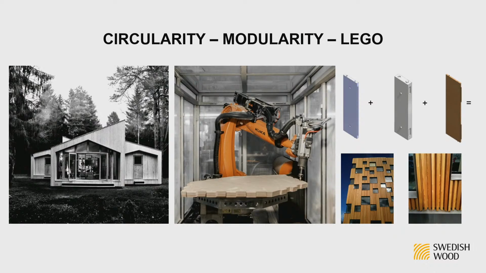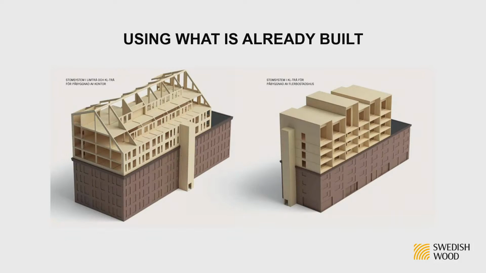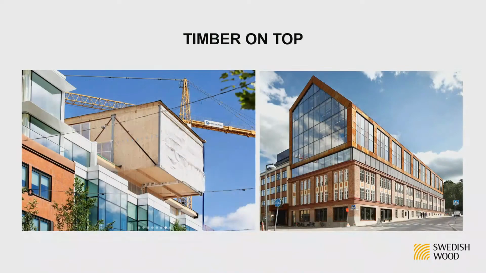I think that circularity is a new driver for that way of thinking. Another level is how we use what is already built, how we can add parts above already existing buildings, using lightweight timber structures in different ways, to use timber on top. Used commercial buildings like the one to the left, adding 2-3 stories with apartments, as one example.